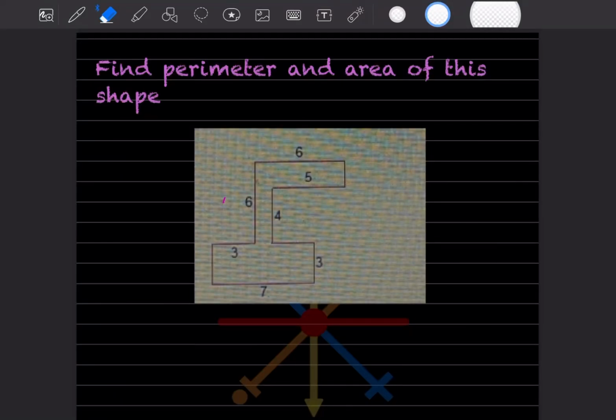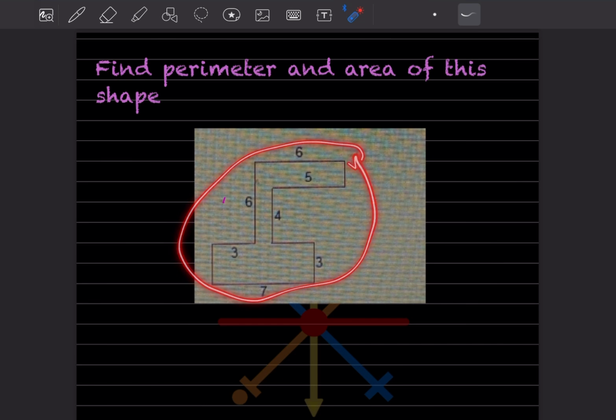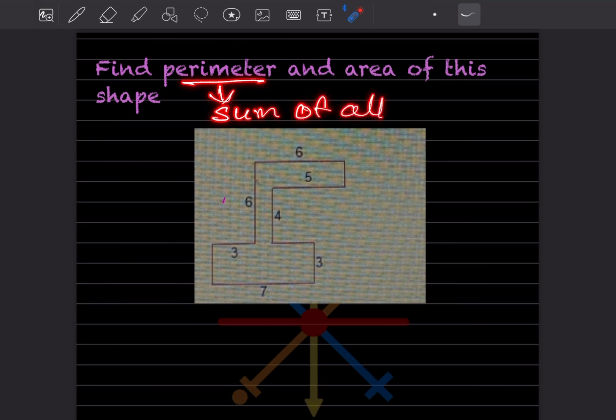So now let us see how to find the perimeter and area of this shape. This is the shape given. First, you should know what perimeter is. Perimeter means the sum of all sides, which means you are going to add all the sides.